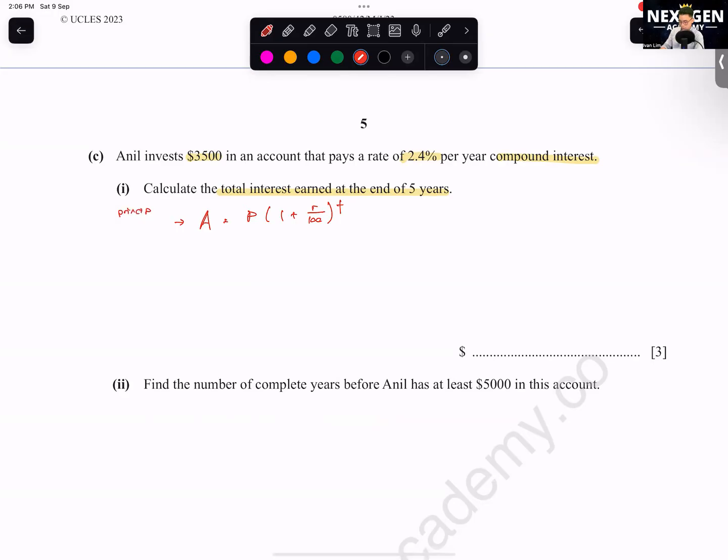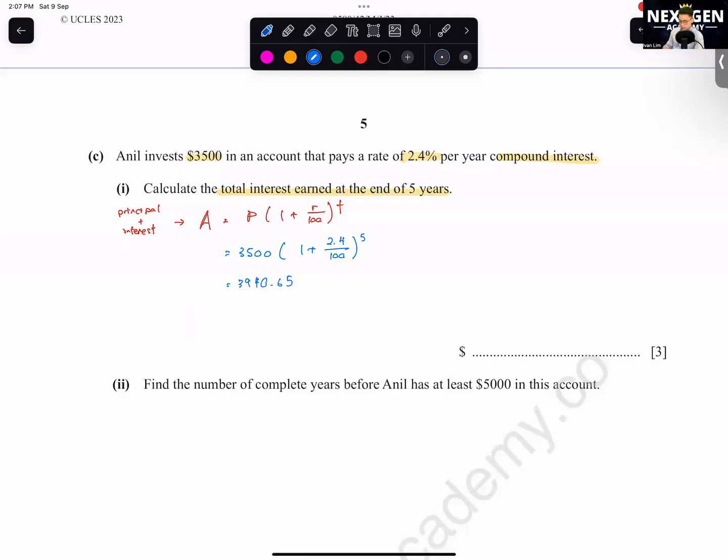That means your principal plus the interest. P is principal. Principal means your original value. So over here, when they say they only want total interest, you need to minus off the original value later on. Now substitute this in: 3,500, 1 plus 2.4 over 100 power 5 years. You will get 3940.65. But this is not what we want.